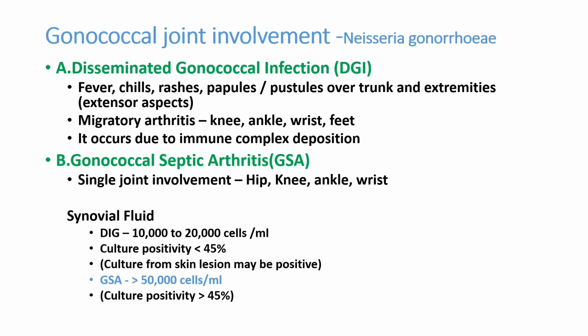In gonococcal septic arthritis, the main feature is that the counts will be more than 50,000 cells per ml. But in disseminated gonococcal infection, the count will be only slightly higher than normal, 10,000 to 20,000. So both possibilities are there in gonococcal infection. It can be either an immune mediated reaction or direct invasion of the organism into the knee joint.